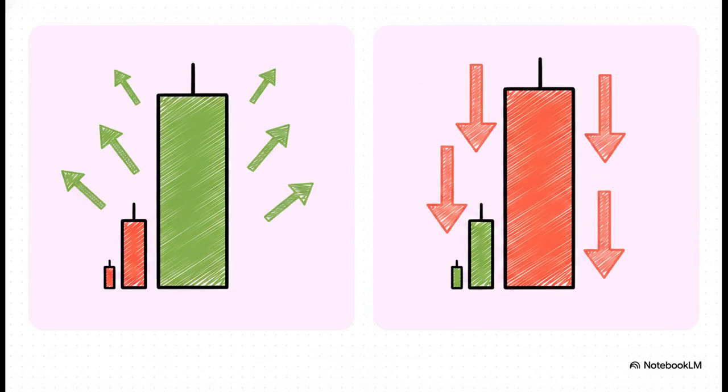And just like those trends, our engulfing candle triggers come in two distinct flavors, and they are perfect mirror images of one another. A bullish engulfing pattern happens when a small red down candle gets completely eaten by a massive green up candle. That right there is a buy signal. Conversely, a bearish engulfing pattern is when a small green candle gets swallowed whole by a large red candle. That is our cue that the sellers have officially taken control.